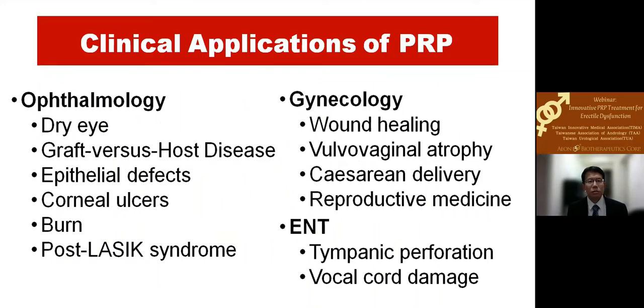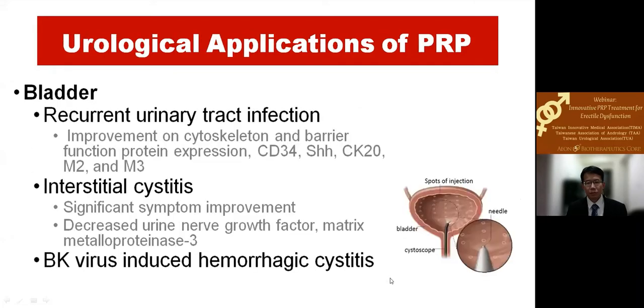And in ophthalmology, they use PRP to treat dry eye, graft versus host disease, epithelial defect, corneal ulcers, burns, and post-LASIK syndrome. In gynecology, PRP is used to treat wound healing, vulvovaginal atrophy, and C-section delivery, and in reproductive medicine. And in the ENT field, PRP is used to treat tympanic perforation and vocal cord damage. In the urology field, there are also many target organs where we can use PRP. Till now, PRP is used in the bladder, urethra, and penis.